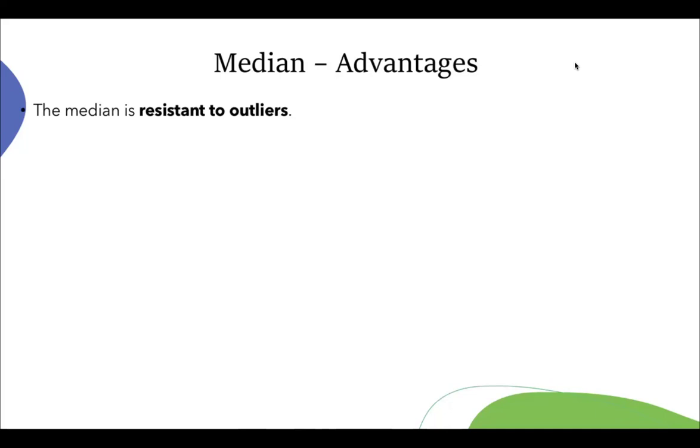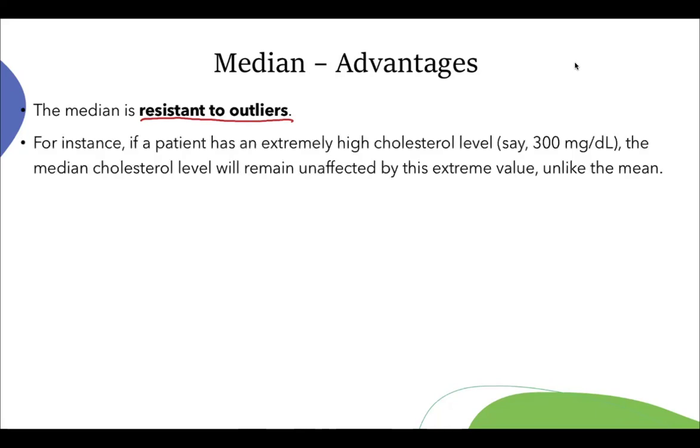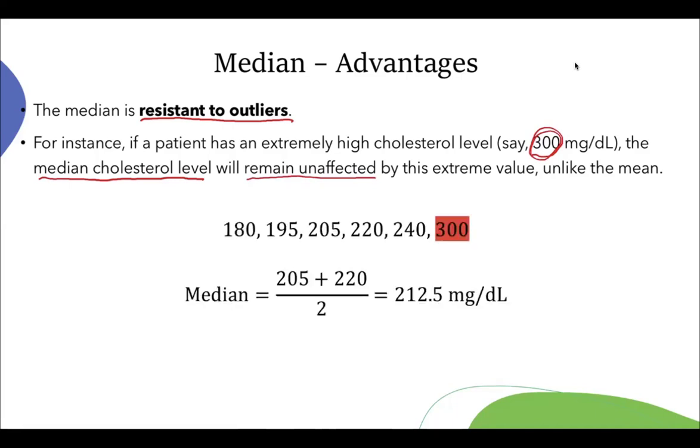The advantage of the median over the mean is that the median is resistant to outliers, where the mean was sensitive to outliers. So here's what happens when you have an outlier in a collection and you find the mean. If you insert a person with a very large cholesterol level of 300, for example, into your data set, the median cholesterol level is going to be mostly unaffected. It may be slightly affected, but it will be mostly unaffected by the extreme value, whereas the mean would be very much affected. So let's take a look.